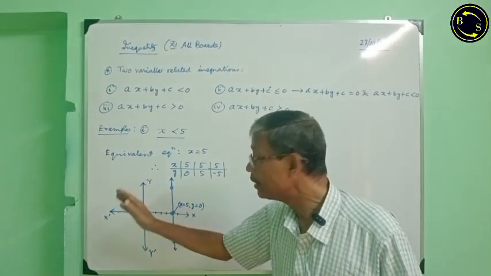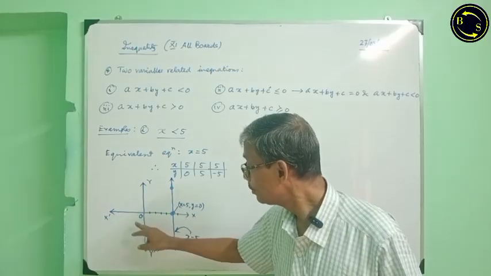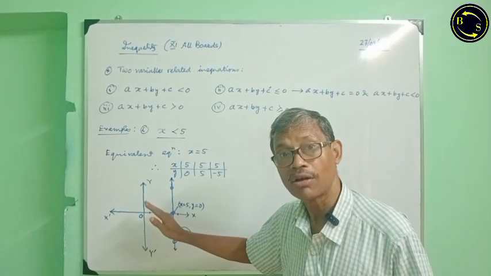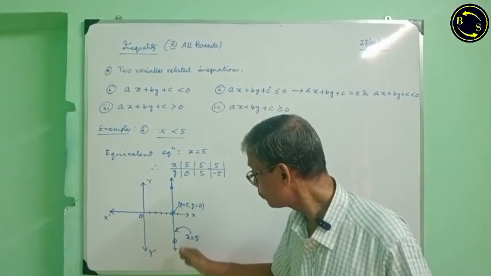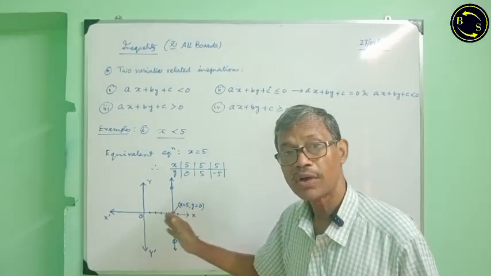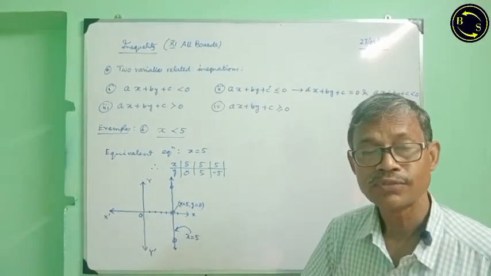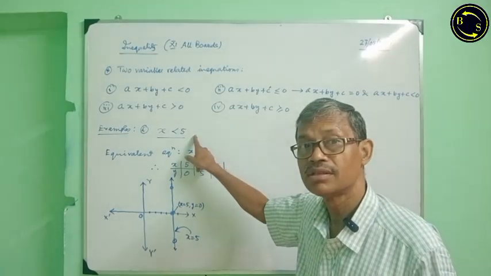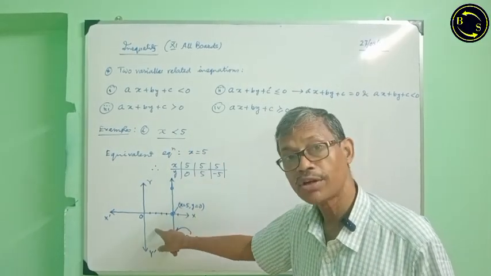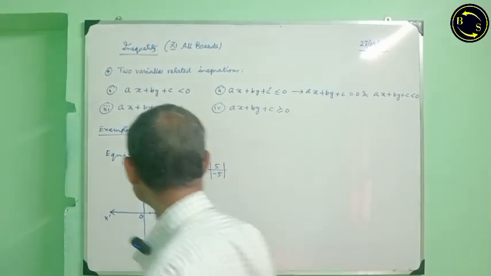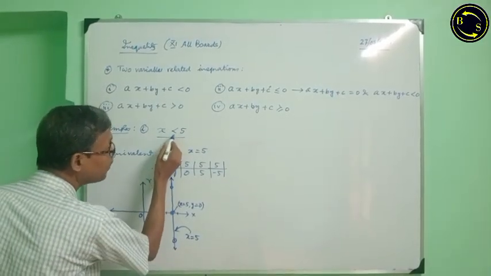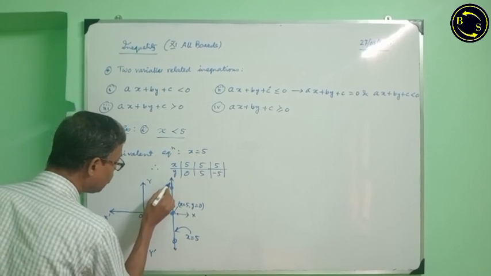Therefore, the plane containing the origin, here this straight line has divided the whole plane into two halves. Which half will represent this? We have determined already. Then we have to represent that. You see x less than 5. That means we draw like this.